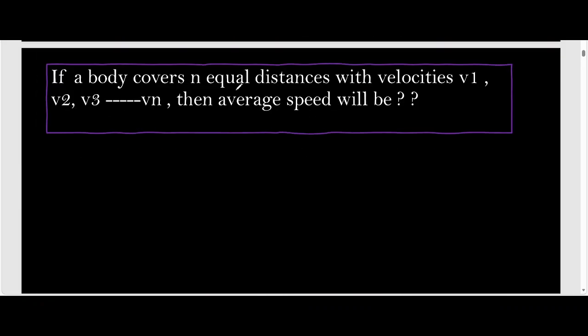Before seeing this question, let us see some concepts. These are shortcuts. If a body covers n equal distances with velocities v1, v2, v3 and so on, then what will be its average speed? Let us understand with two equal distances first.